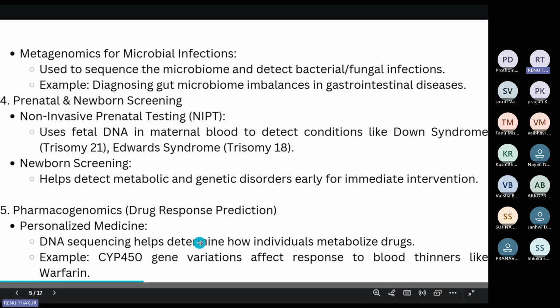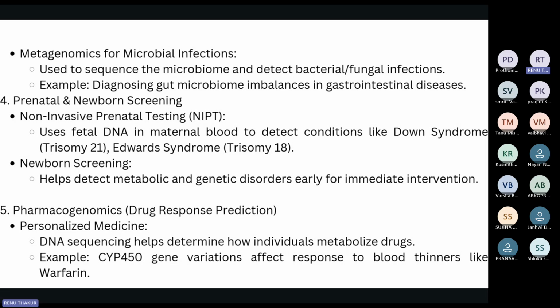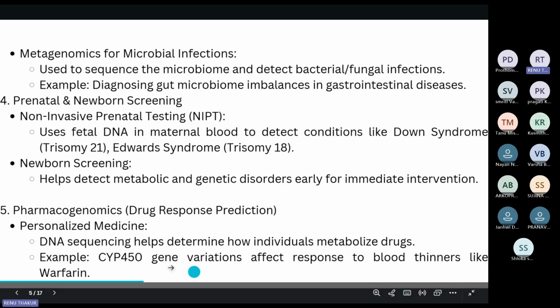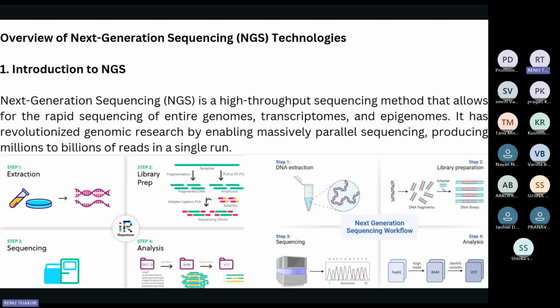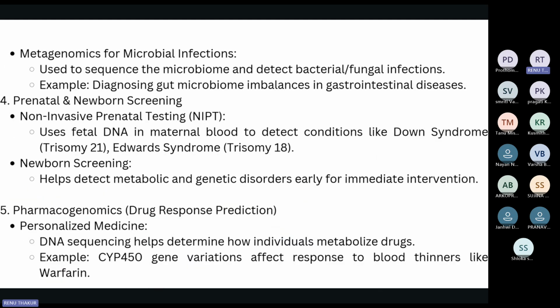So DNA sequencing helps determine how individuals metabolize drugs. For example, CYP450 gene variations affect the response to blood thinners like warfarin. So detections like these will help us determine which type of treatment the person should be given. So that was the importance of DNA sequencing.